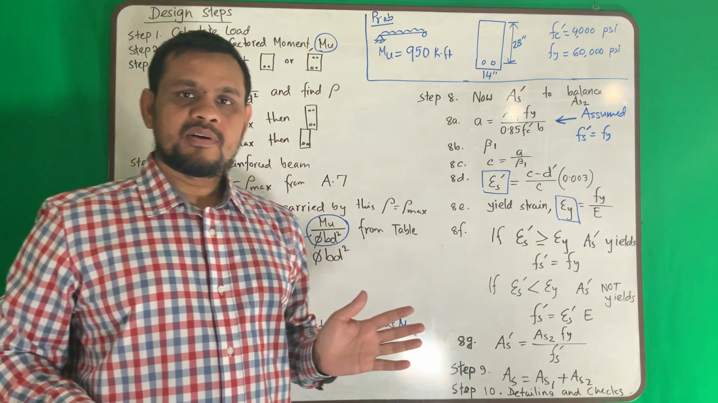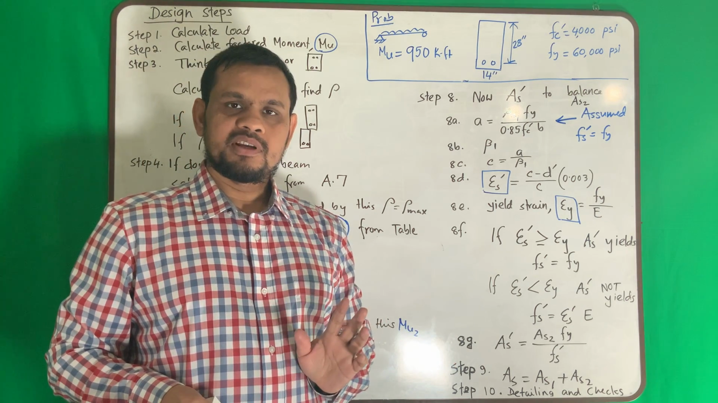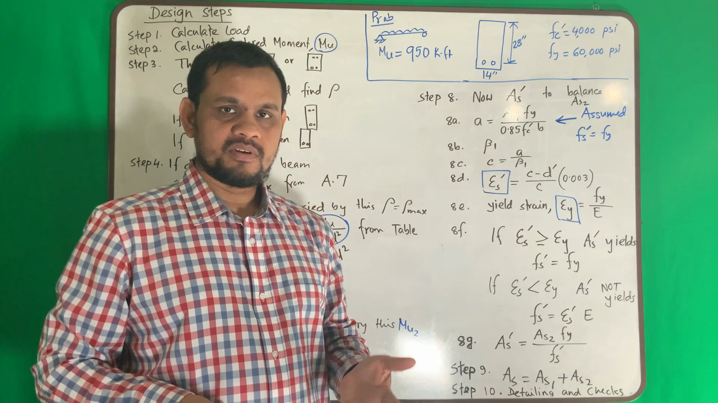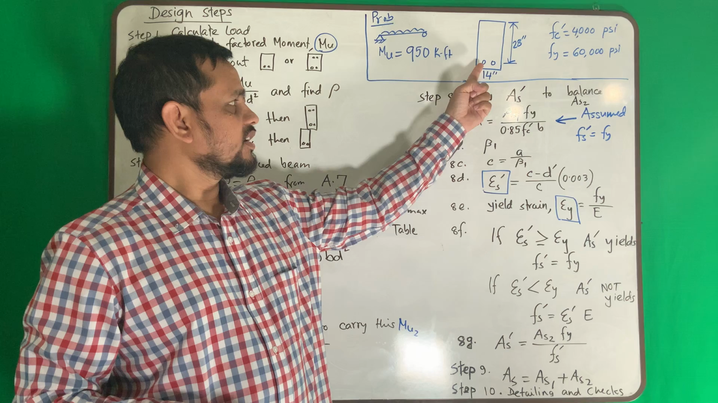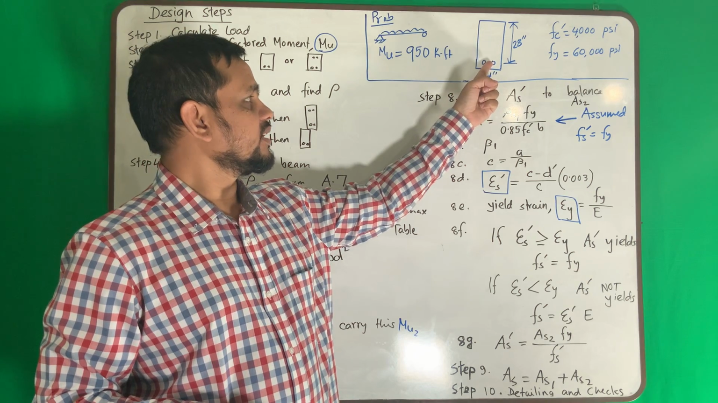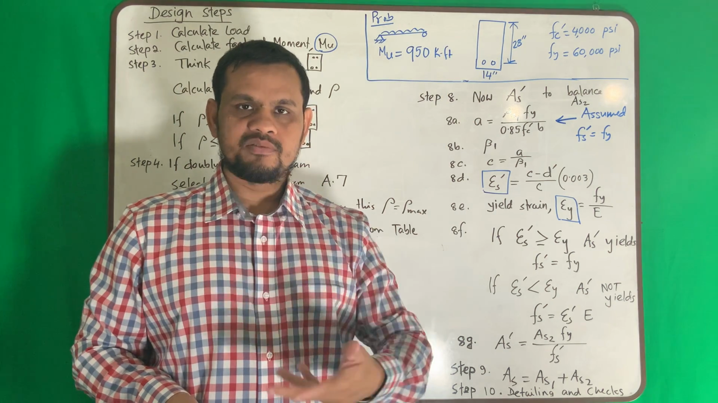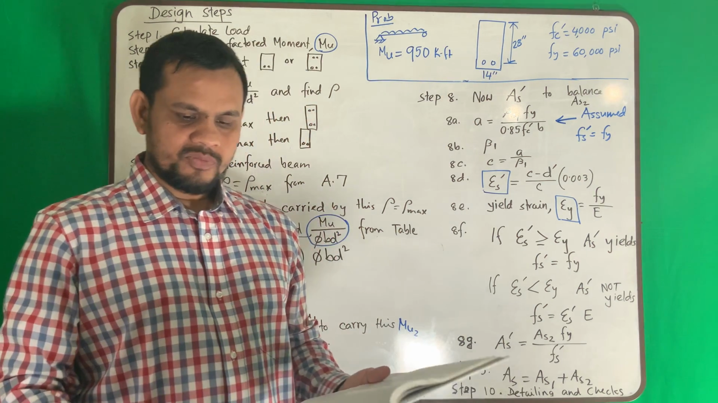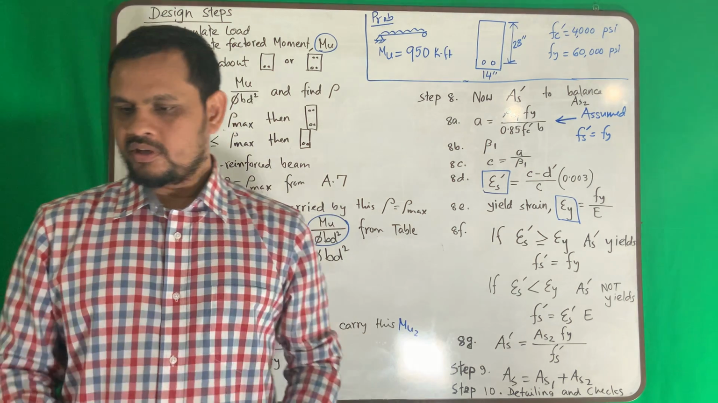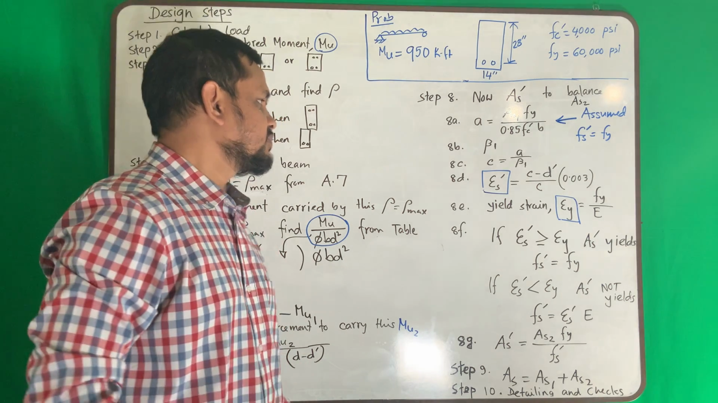Before solving this problem, let me clarify one thing: the problem will not tell you whether it is a singly reinforced beam or doubly reinforced beam. I mean, whether the reinforcement will be only here or we need reinforcement here and there. The problem will not tell you. You will have to find it. Any other information in this book? No. So now we will start solving this problem.